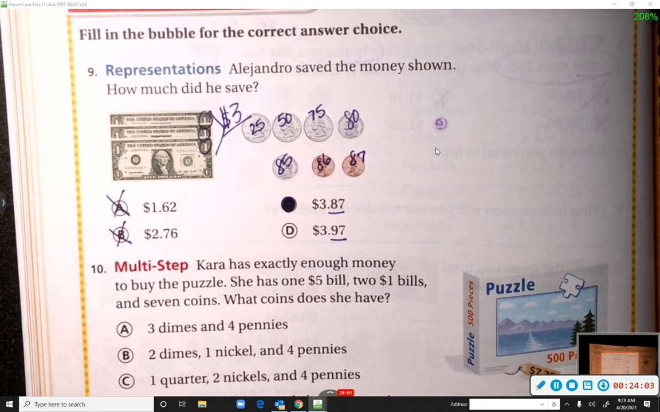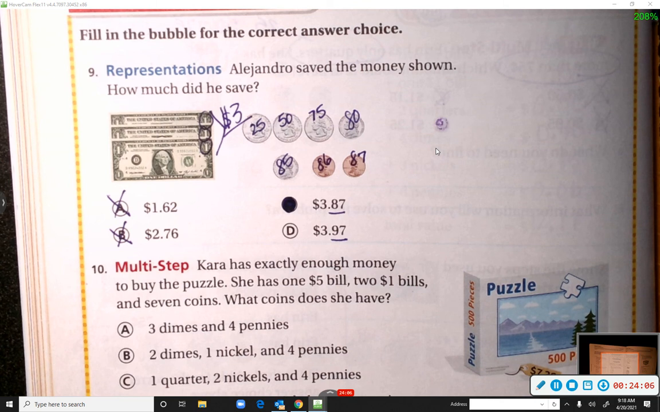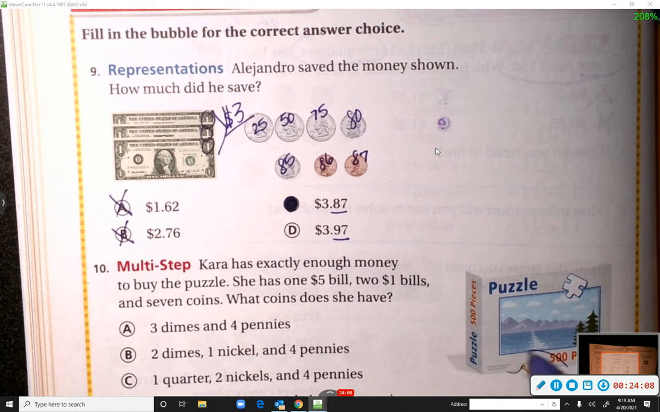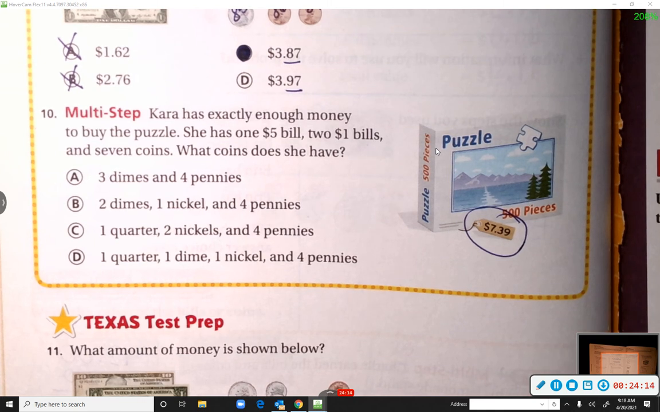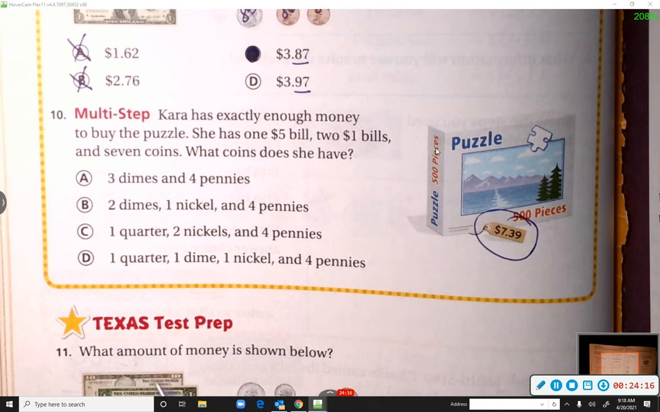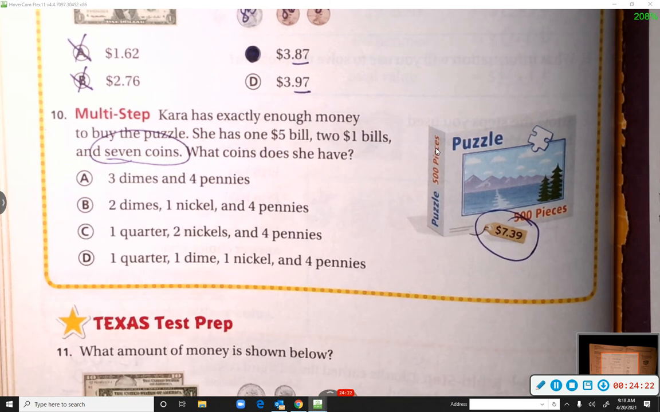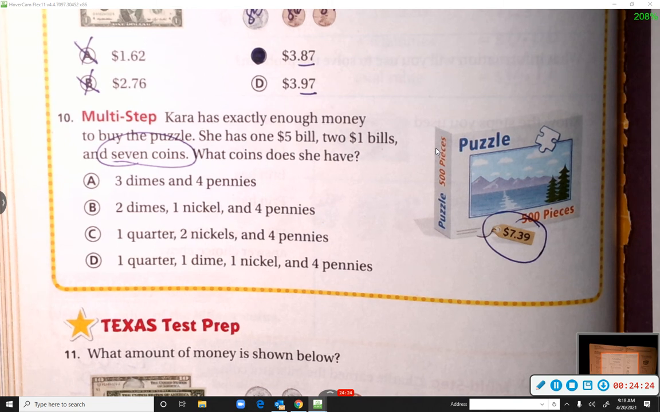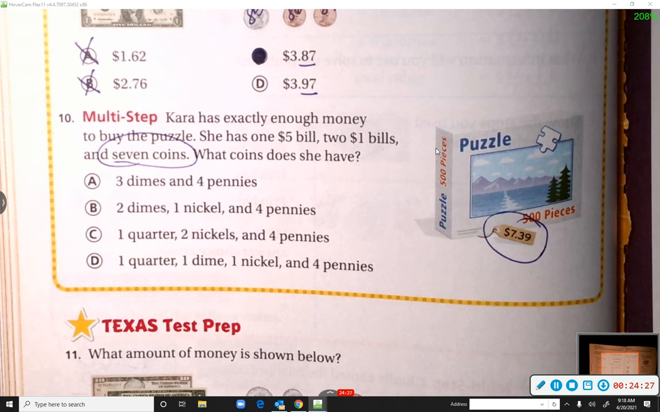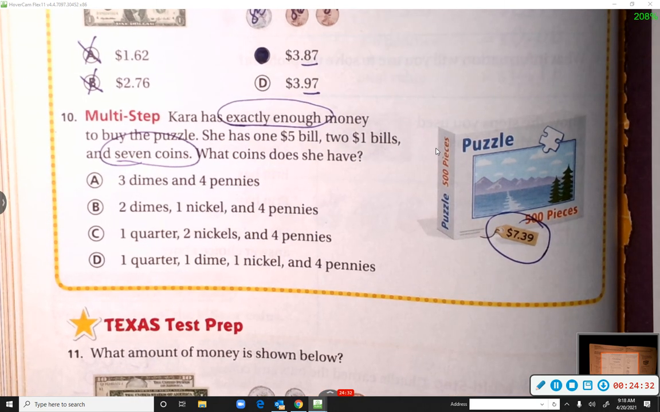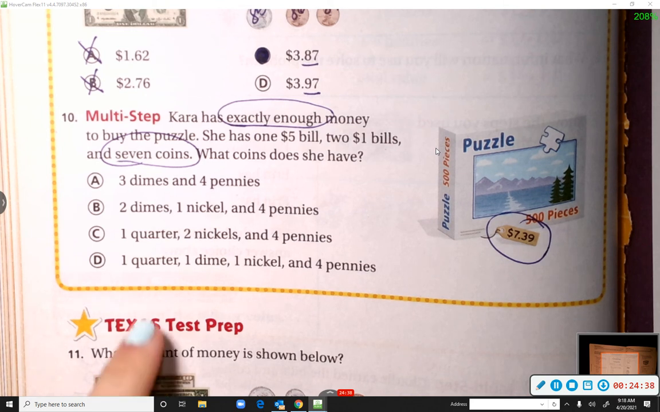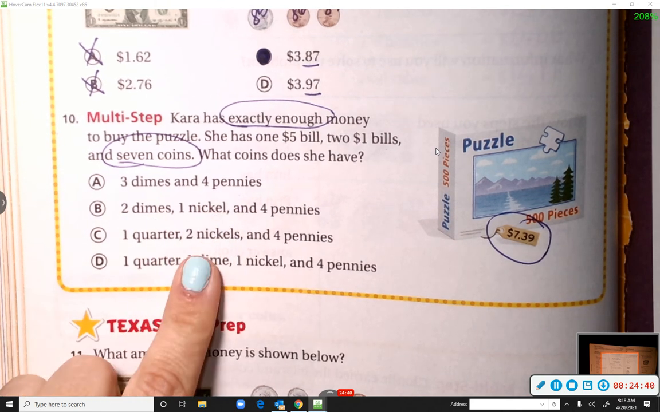Okay, number 10. Kara has exactly enough money to buy the puzzle. So the puzzle is $7.39. She has 1 $5 bill, 2 $1 bills, and 7 coins. What coins does she have? Okay, well the 7 coins needs to equal how many cents? If the puzzle costs $7.39 and she has exactly enough, I need to make sure the coins add up to what, Allie? 39. 39. Okay, so I'm going to go through my answer choices and see if they equal 39.